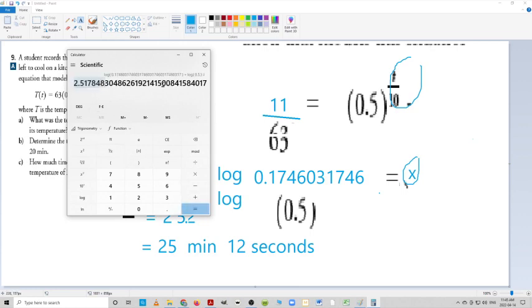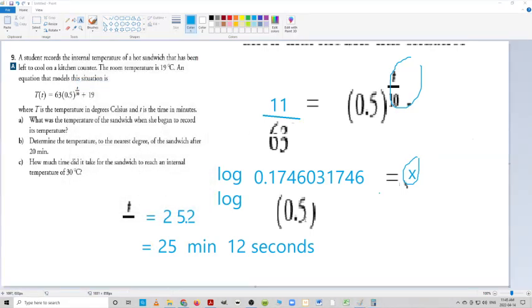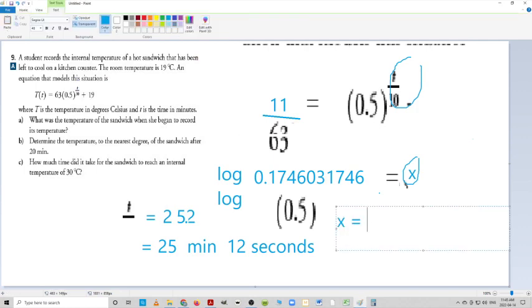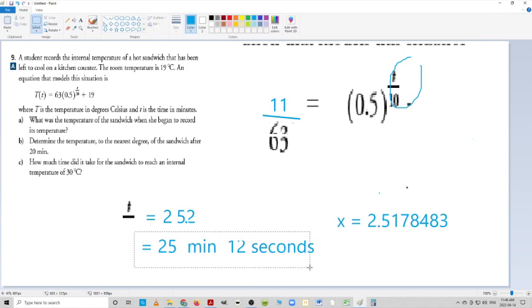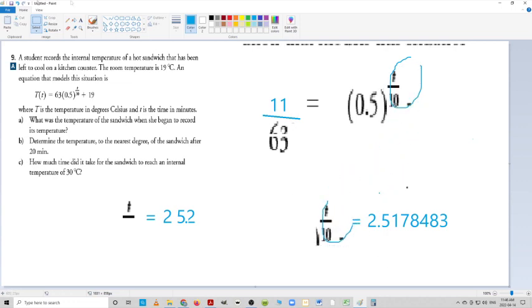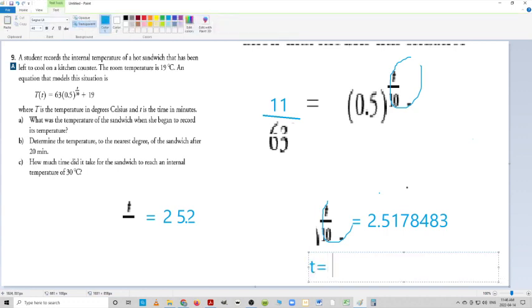So my x is actually incredibly accurate. We were close. We had 2.52, but my x is actually 2.5178483. So now I can take my really accurate x and substitute it over here where t over 10 is equal to that. And when I multiply both sides by 10, I get t is equal to 25.1784. Now, that 25 is in minutes.